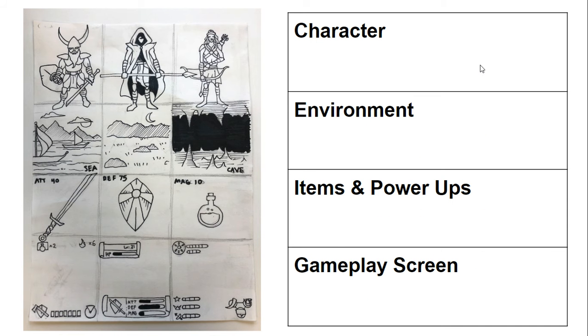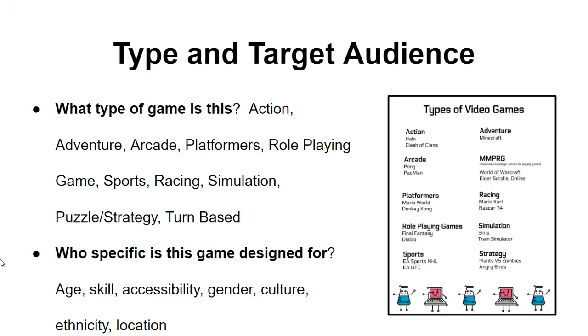So if you take a look at my example here, you'll notice that I have 3 different characters, not the same one, 3 different environments, 3 different items and power-ups, and 3 different gameplay screens, which is basically what you see on a screen for display of information that is critical to your game. Sometimes it's health, might be radar, might be a weapon, might be something that you can use, an inventory screen. So just keep those things in mind when you're working.